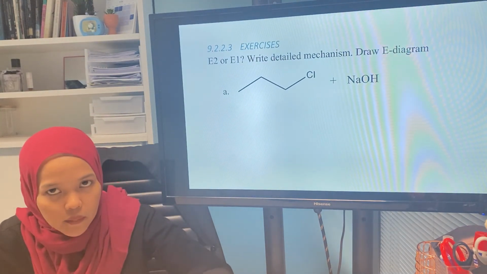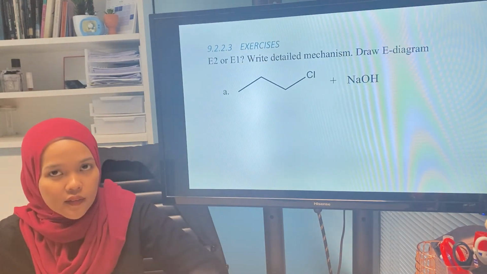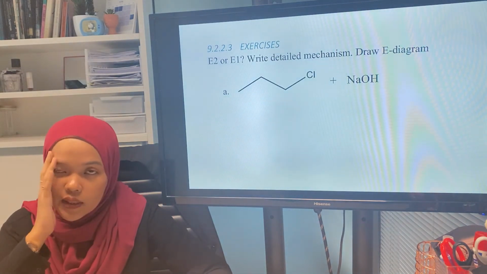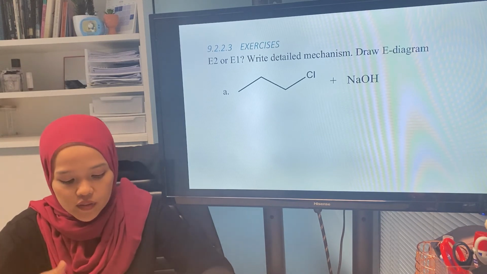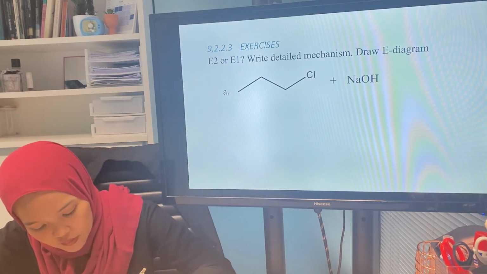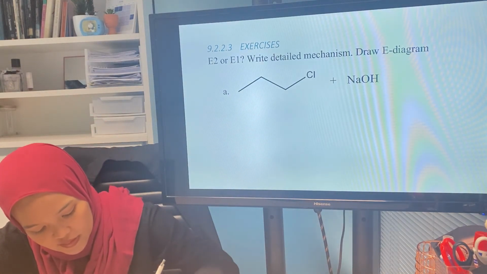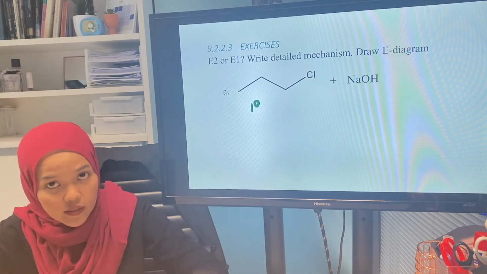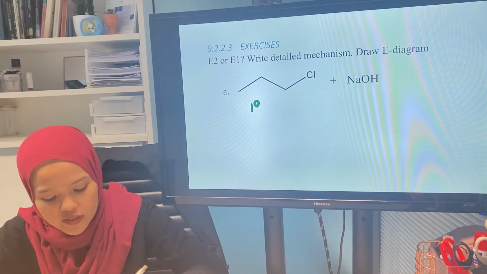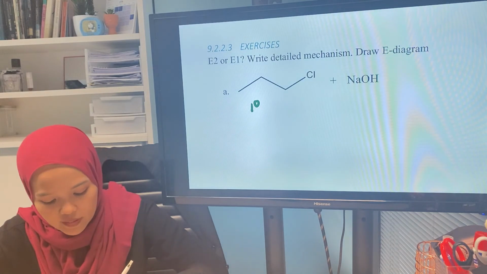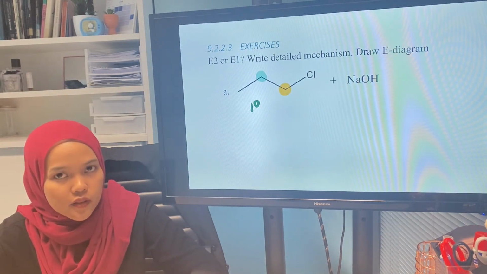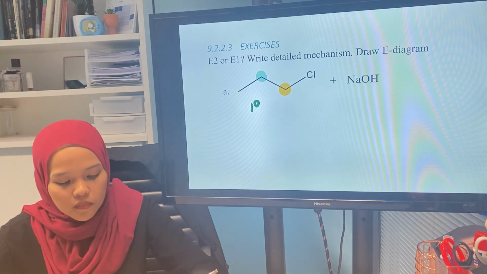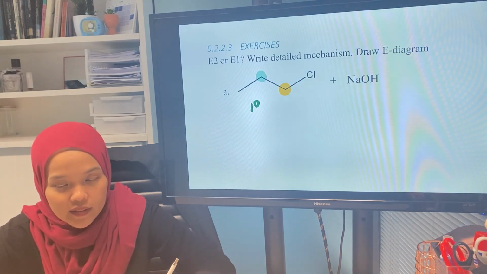This one, what type of alkyl halide is it? That's why I taught you initially, you need to understand what is primary, secondary, tertiary, and so on. So this one, if you look at this one, this is a primary alkyl halide. So why primary? Because you only have one beta carbon. Look at this one, this alpha carbon, this is beta carbon. So one only. So the primary alkyl halide.